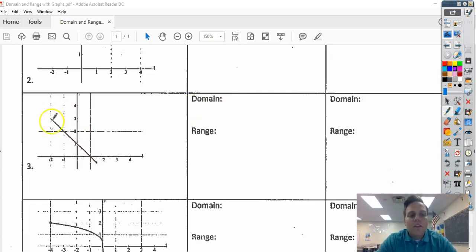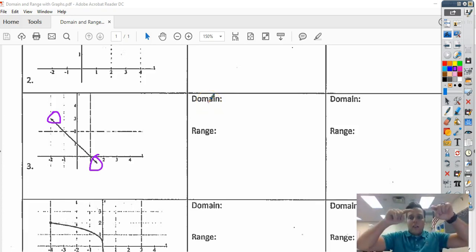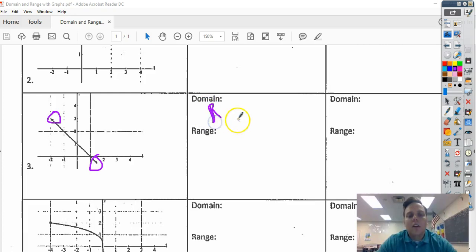So here's my graph. It's this line, and I notice there's an arrow pointing to the left and an arrow pointing to the right. So that means that my domain, I'm going to hit every single x value because I go to the left and right forever. So I'm going to hit every possible x value if I go to the left and right forever. So my domain is all real numbers. I'm going to draw that funky R. Okay? So what's my range?